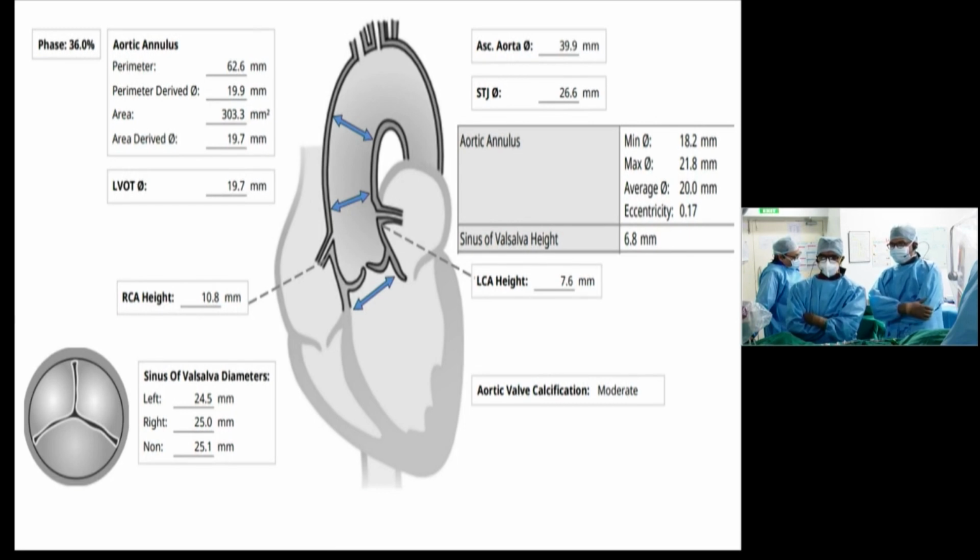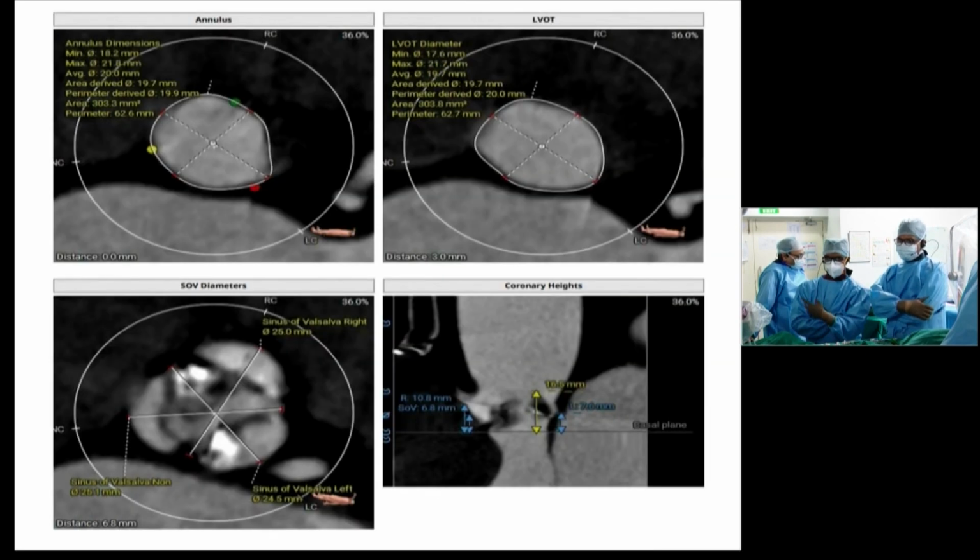The CT evaluation showed aortic annulus area of 303, and area derived annulus is 19.7, and LVOT is similar to the annulus. The sinus of Valsalva is around 24-25 millimeters in the right and non-coronary sinus. Here the main point is the height of the right coronary artery is 10.8 millimeter and the left coronary artery is 7.6. Here we are showing you the annulus, LVOT and the SOV diameters. The fourth slide is the coronary height, which is low.